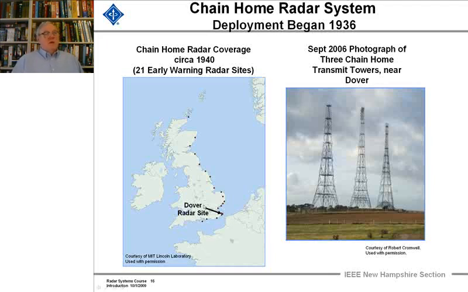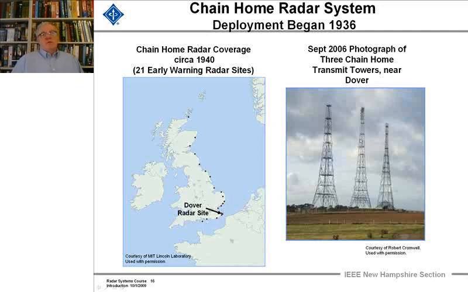And also, they were bombing Britain, and they wanted to bomb it into submission. And so what the British did was set up a system of radars. Initially, there were 21 early warning radars, and I'm going to explain what they were and how they worked.